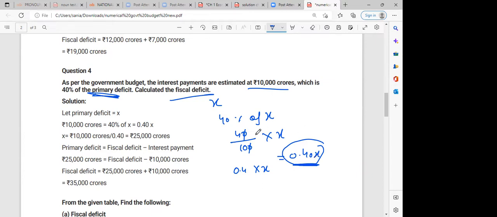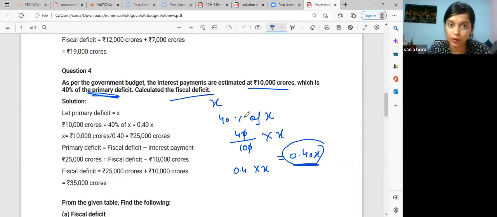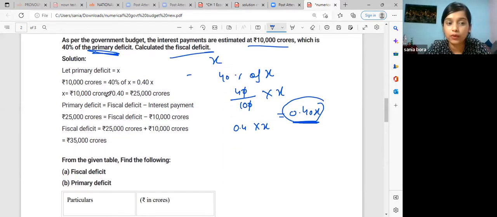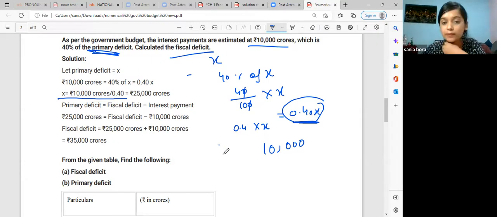So basically, what is this? This is 40% of X. Because right now they have given you that interest payment is 40% of this. So you find out that this is the value. Now you have to find out X, and your X is this. Then you are going to solve it, like it is mentioned that it is 10,000, right, which is 40% of primary deficit. So this is the thing. And now you have to find out 40% of whatever the amount is.